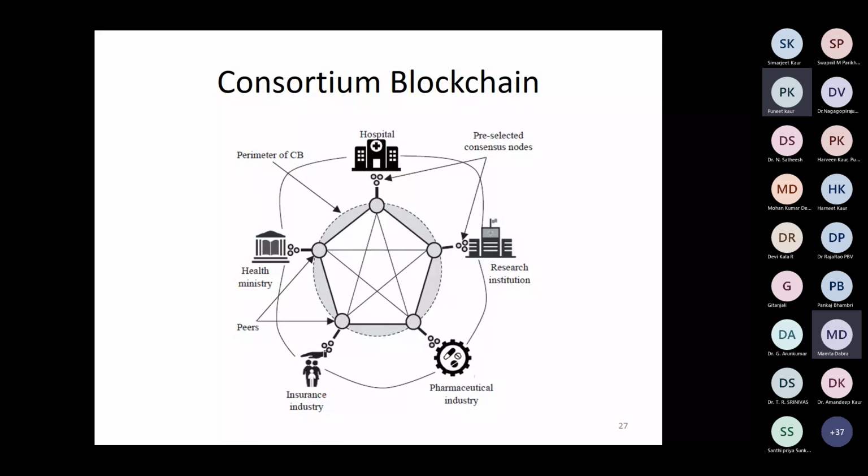So here we can have different institutions like hospitals, research institutions, the health ministry, insurance and pharmaceutical industries. And these organizations pre-select some set of nodes as consensus nodes as per their governance policy. These designated nodes are the ones that will participate in managing and updating the distributed ledger, while other nodes can just contribute the data, but they cannot add blocks to the blockchain. Only these nodes will be able to do that.